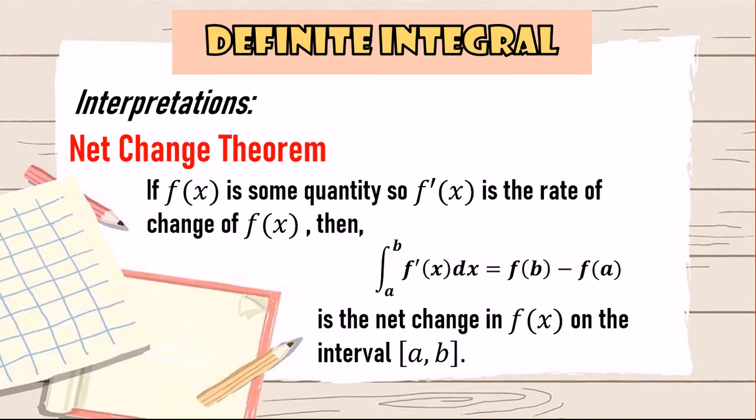Another interpretation of the definite integral is sometimes called the net change theorem. This interpretation says that if f of x is some quantity, so f prime of x is the rate of change of f of x, then the definite integral of f prime of x dx from a to b equals f of b minus f of a, the net change in f of x on the interval [a, b].